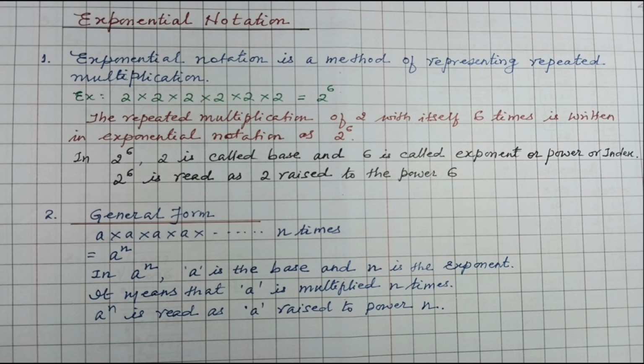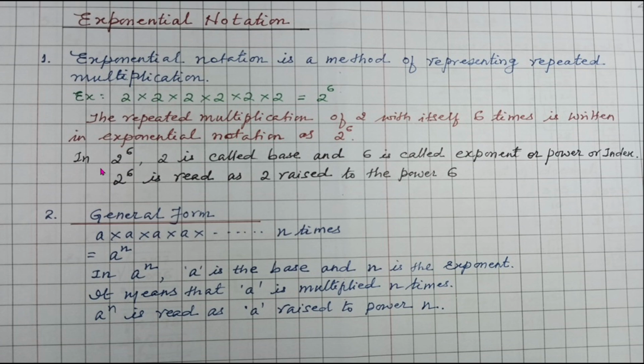What does that mean? Let us say we have 2 multiplied 6 times. That means 2 is multiplied 6 times here. Instead of saying that 2 is multiplied 6 times, that is repeated multiplication of 2 six times, we can write it as 2 raised to 6. Now 2 raised to 6 is the exponential form of 2 having been multiplied 6 times. So the repeated multiplication of 2 with itself 6 times is written in exponential notation form as 2 raised to 6. In this, 2 is called the base and 6 is called the exponent or power or index.